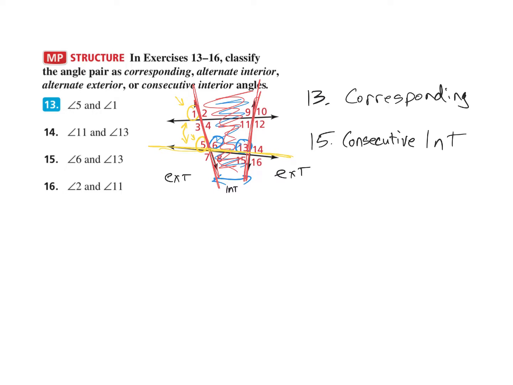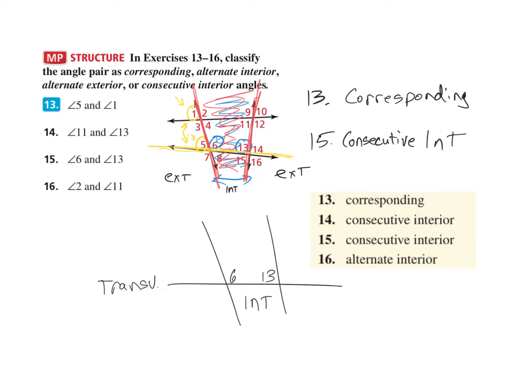So let me draw this out here for you a little bit better. Just that transversal, here's your transversal. We have 6 and 13 here. This is the interior, and they're on the same side of the transversal. So that means consecutive, and since they're inside, that's interior, consecutive interior angle. So now you can see the evens as well.